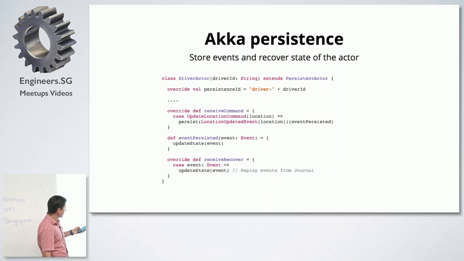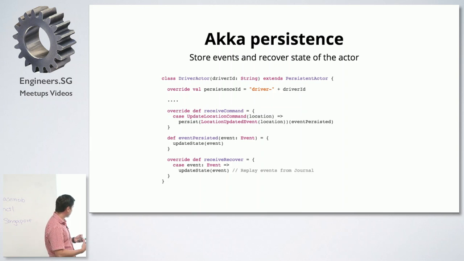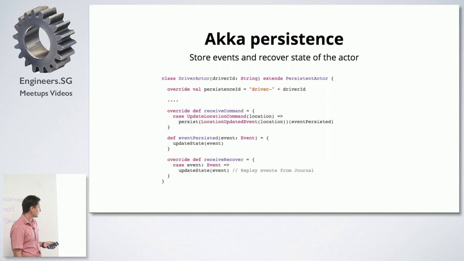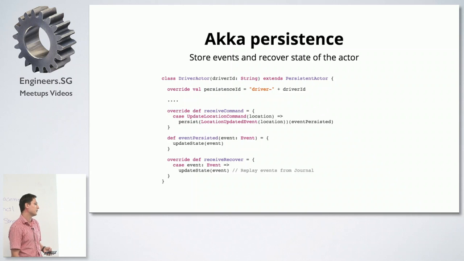So here is the driver actor for a particular driver ID. We need to define the persistence ID that will be used to store all the data related to this driver in the data store. Now we have a receive command method, but instead of just directly changing the state of the driver, which is somewhere around these dots skipped on this slide, we first generate an event from the location, then we persist it, and only after that we change the actual state of the driver. This is the call to the method update state.